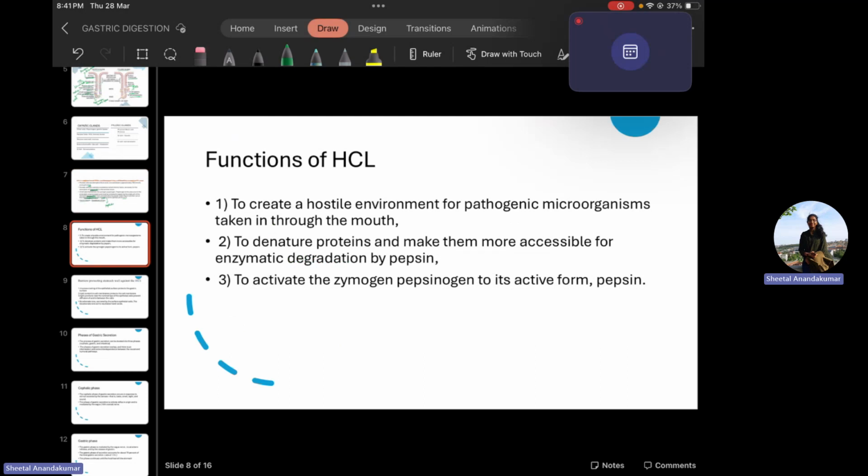The main functions of HCl are to create a hostile environment for pathogenic microorganisms that are taken in through the mouth. Then it's also there for denaturation of proteins to make them more accessible for enzymatic degradation by pepsin. And obviously, the third one is to activate pepsinogen.